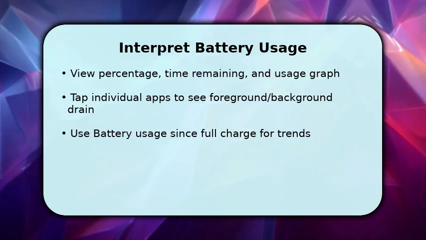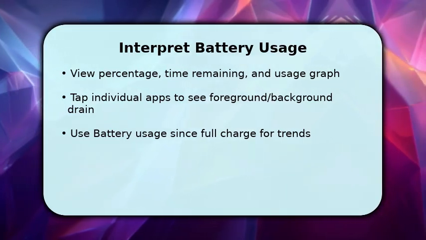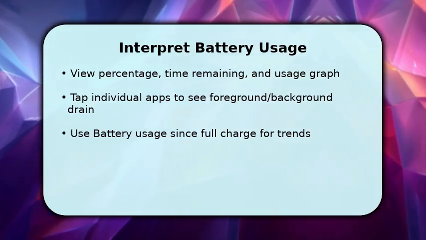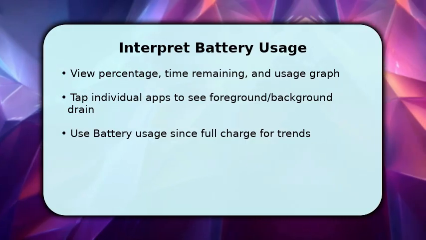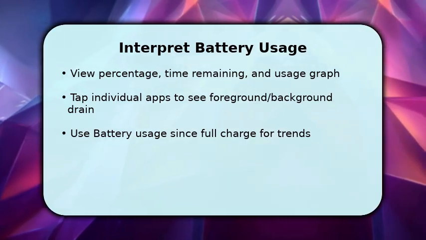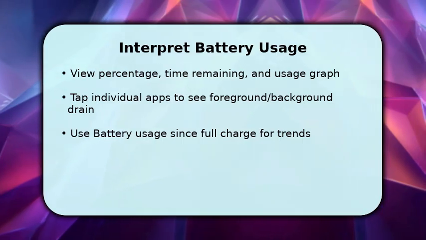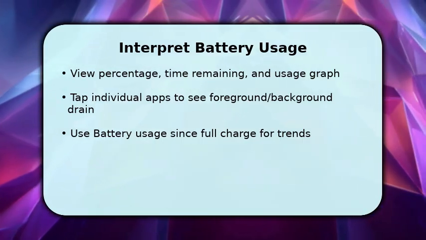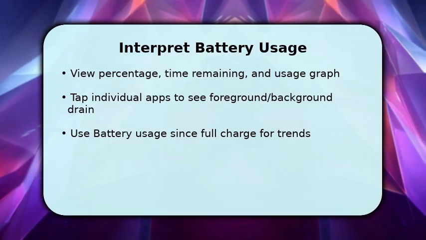Tap any app in the list to see foreground versus background usage and why power was consumed. This helps you decide whether to restrict background activity or uninstall. Also check battery usage since full charge to spot recurring culprits over multiple cycles.